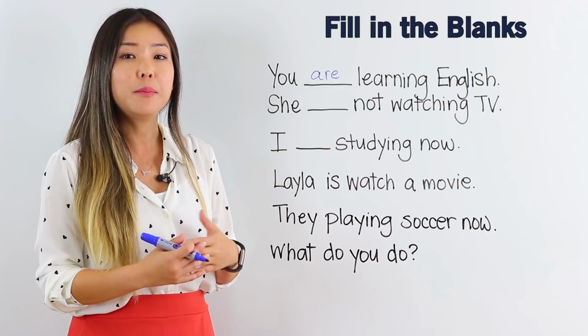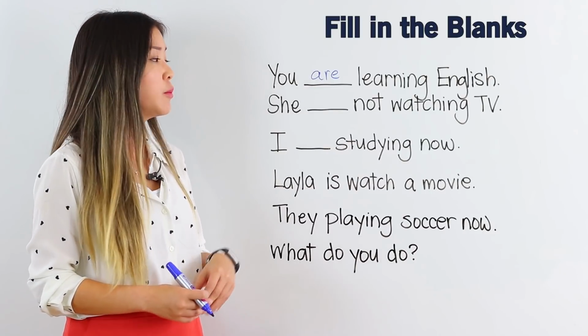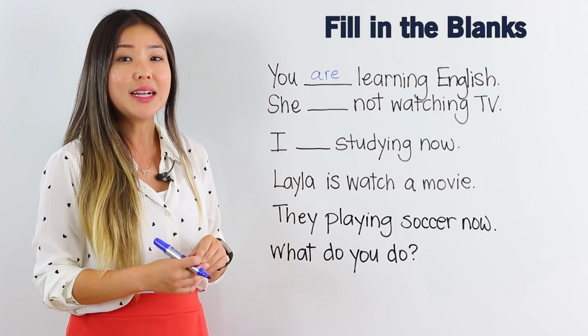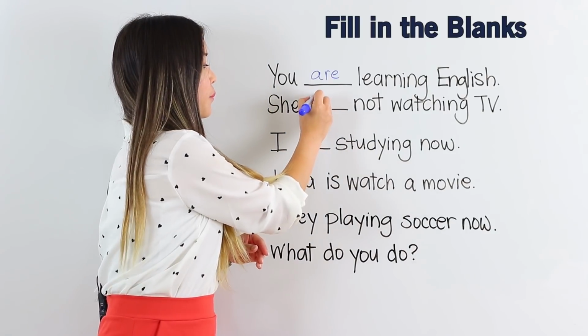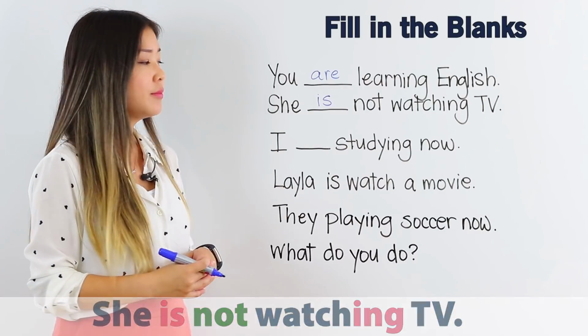However, we're missing the be verb again. What is the be verb to use if the subject is she? The correct answer is, she is not watching TV.